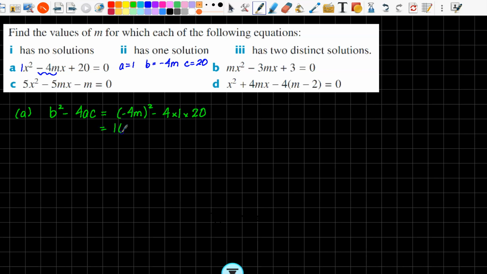So 6m squared, because 4m times 4m is 16m squared. And what's that? Minus 80.